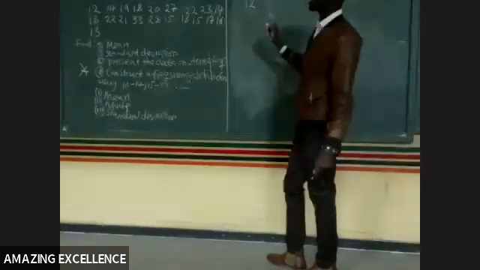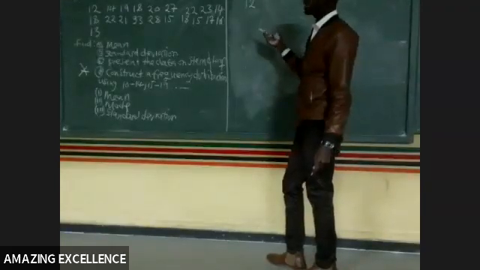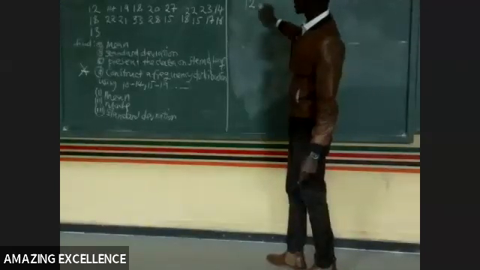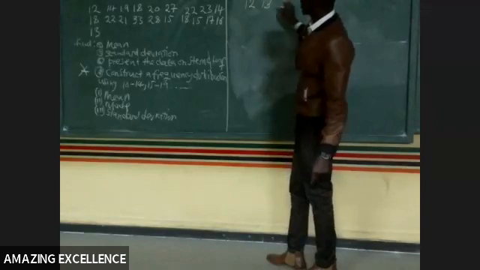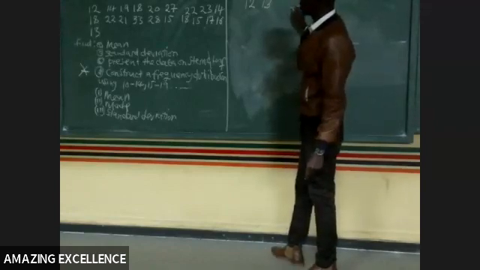12 is the smallest number, followed by 13. So you have to check before you write the next number. Do we have any other number? Okay, we don't have any other 12. We can move to 13. After 13, what do we have?